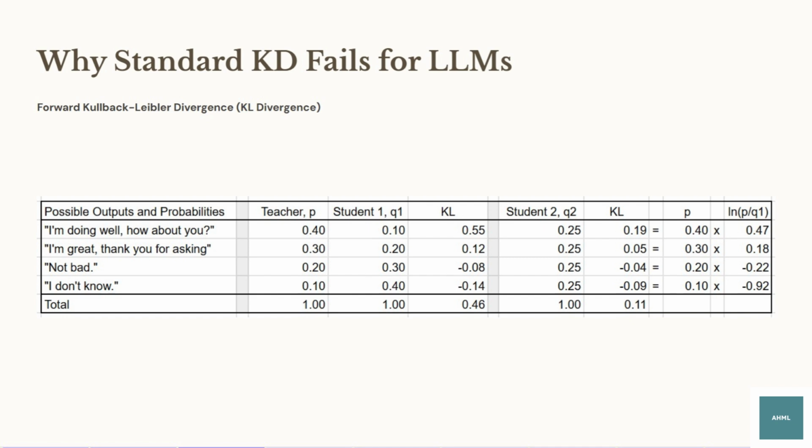Let's try another example. This time the student model spreads out its probability mass, ensuring it covers all bases. In this scenario, the student ends up with a lower KL divergence than before. This happens because, under forward KL divergence, the student model reduces divergence more effectively by avoiding severe underestimation and increasing probabilities in void regions.